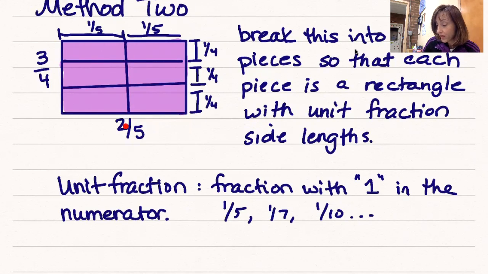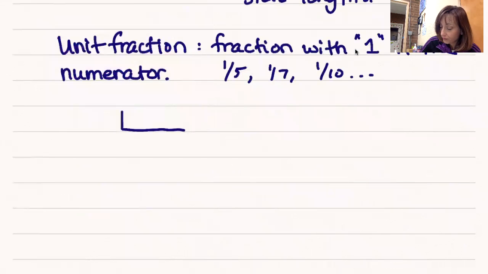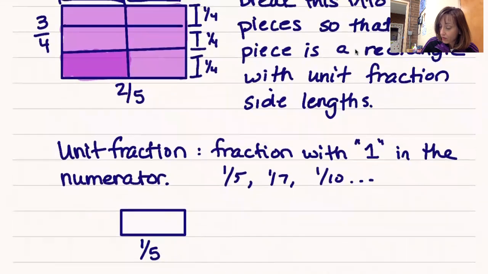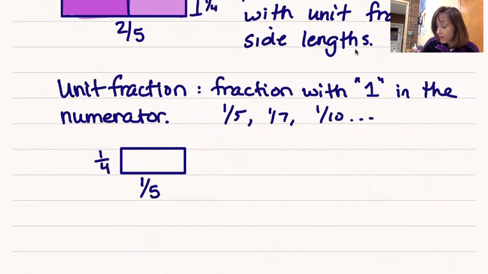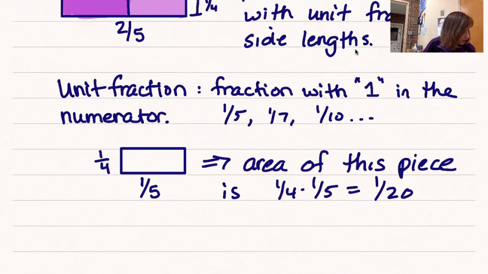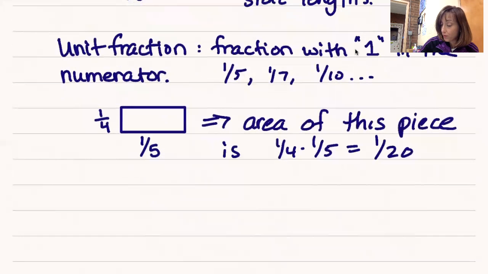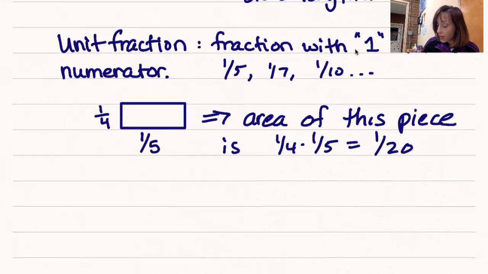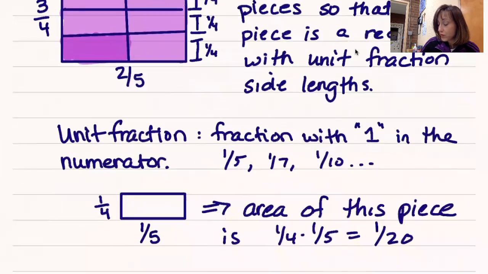Okay, so what I'd like to do now is pick off one of these rectangles. So this little guy right here, they're all the same, but let's just examine that small little rectangle. We already decided that its length is 1/5, and then we also decided that its height is 1/4. And so the area of this piece is 1/4 times 1/5, and that equals 1/20. So we have a little unit fraction here of 1/20. So notice again, unit fractions, my numerator is 1 and my numerator here is 1. That's what we're going for. Okay, so each of my little purple rectangles is 1/20 in size.